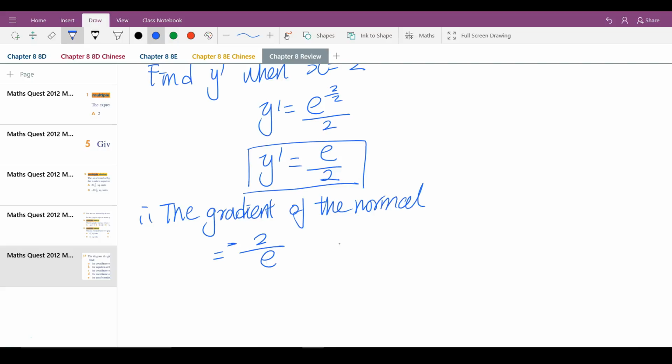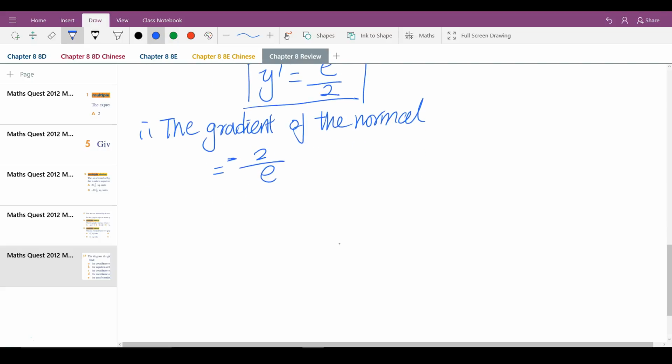That's it. Now you've got the three things you need: an x value, a y value, and a gradient of the normal. So let's put it into the linear function format. It's y minus your y value equals x minus your x value, multiplied by m.